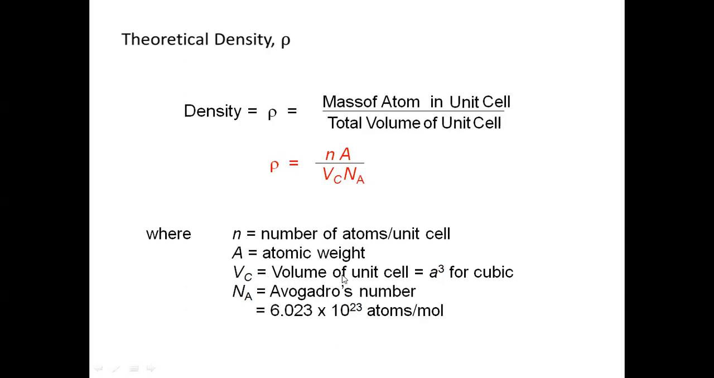Then the volume of the unit cell, which you may be given or you may have to calculate. So for a cubic, what we've been looking at is a cubed. That is the volume of a cube, a cubed. And then Avogadro's number, Na, which we know, isn't it? 6.023 times 10 to the power 23 atoms per mole. So everything here is basically known. You already know how to calculate. Then you find your density there.